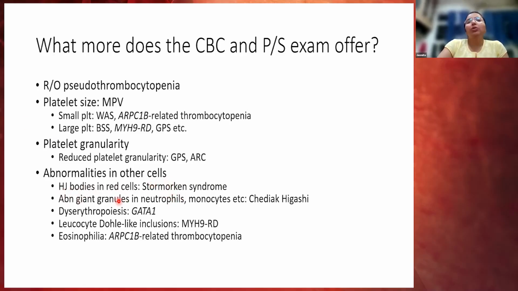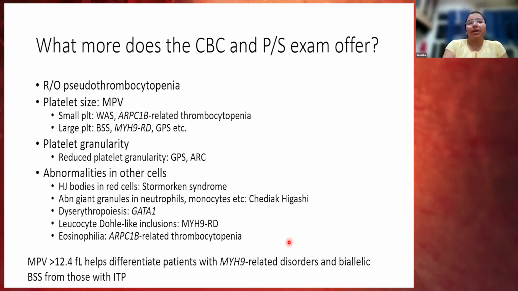In the other cells, if we have Howell-Jolly bodies in the red cells, then Stormorken syndrome is one disorder we can think of. If we have abnormal giant granules in neutrophils and monocytes, Chediak-Higashi syndrome is something we should suspect. If we have a lot of dyserythropoiesis, or a lot of RBC anisopoikilocytosis in a young male child presenting with thrombocytopenia, then GATA1 is a possibility. If we have Döhle-like inclusions in the neutrophils, then we have MYH9 related disorders, and eosinophilia is seen in ARPC1B related thrombocytopenia. So a CBC and peripheral smear examination adds value for these disorders in multiple ways.